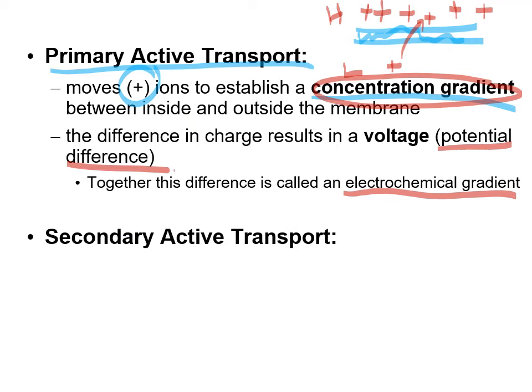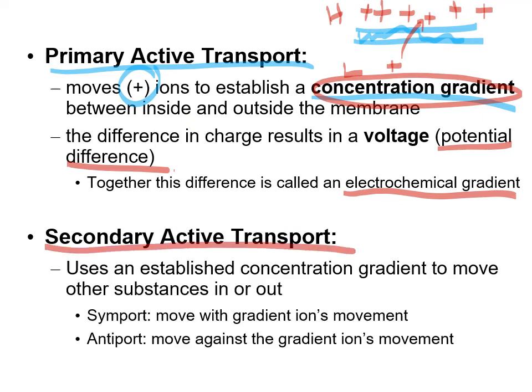This gradient can then be used for secondary active transport, where we have this gradient set up and we can use it to move other things. So two ways this can work. Symport, where these positive charged ions, they're going to want to move back, right? Because through diffusion, you always have them wanting to go from an area of high concentration to low concentration. So they're going to want to do that. And with symport, we couple that with allowing another substance to move through. So let's say we had some other substance out here that we wanted to move in.